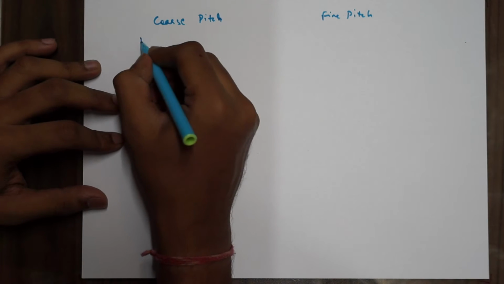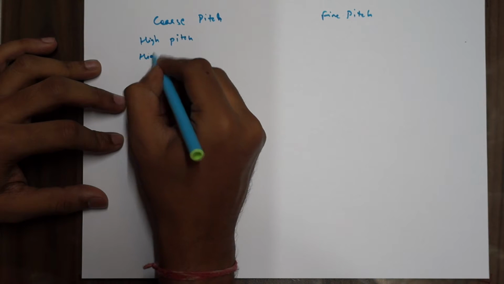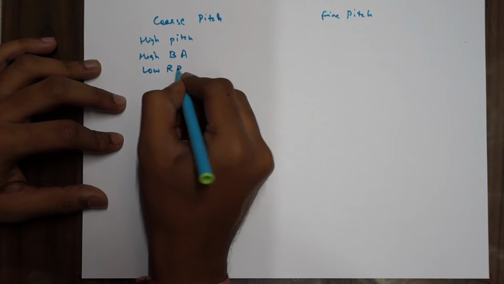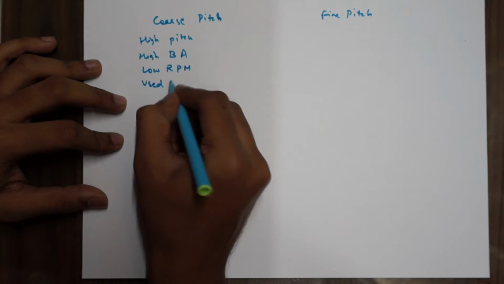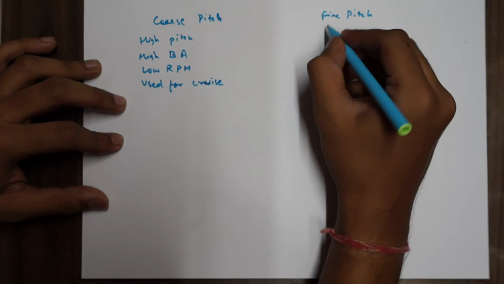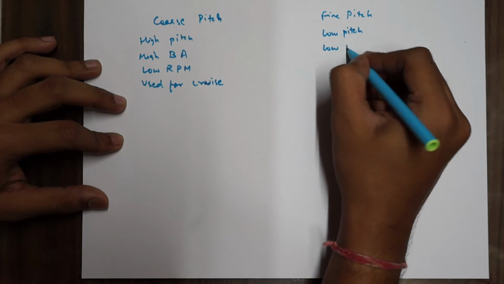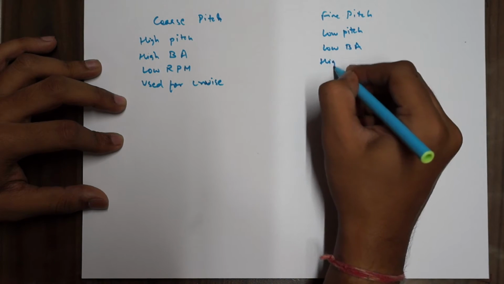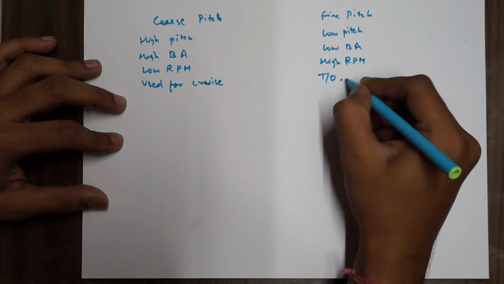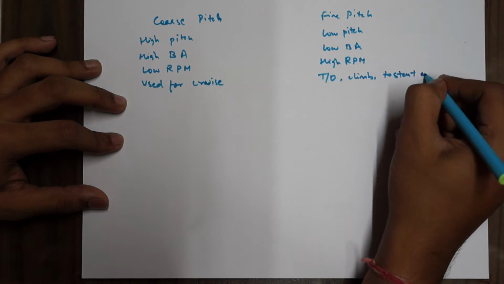So coarse pitch is high pitch, high blade angle, low RPM, used for cruise. Fine pitch is low pitch, low blade angle, high RPM, used for takeoff, climb, to start engine.